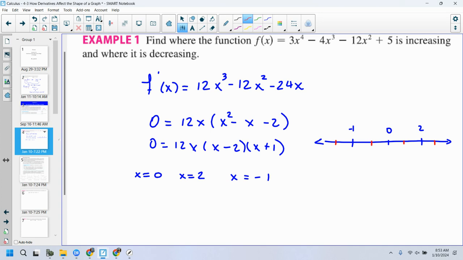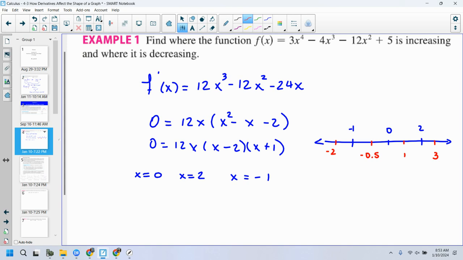And I'm just picking some test points. Pick me something less than -1. Okay, -2. Pick me something in between -1 and 0. Okay, -0.5. Pick me something in between 0 and 2. 1. Pick me something bigger than 2. Okay, 3.